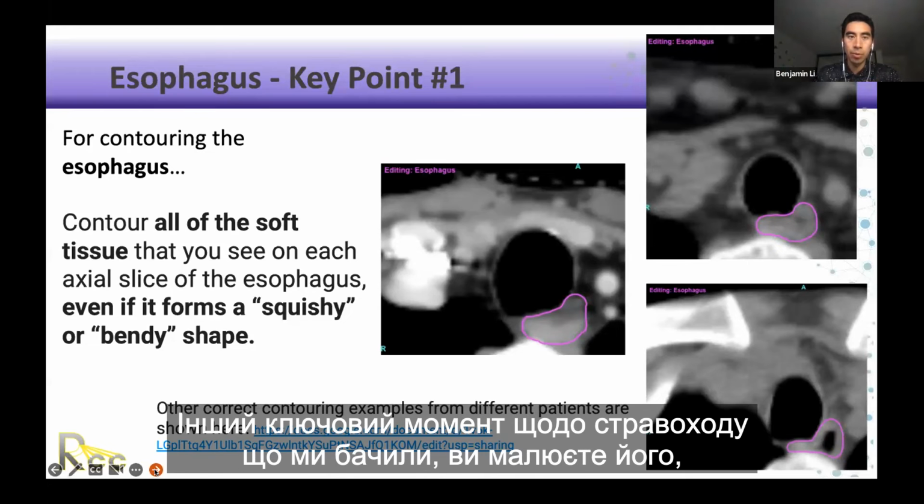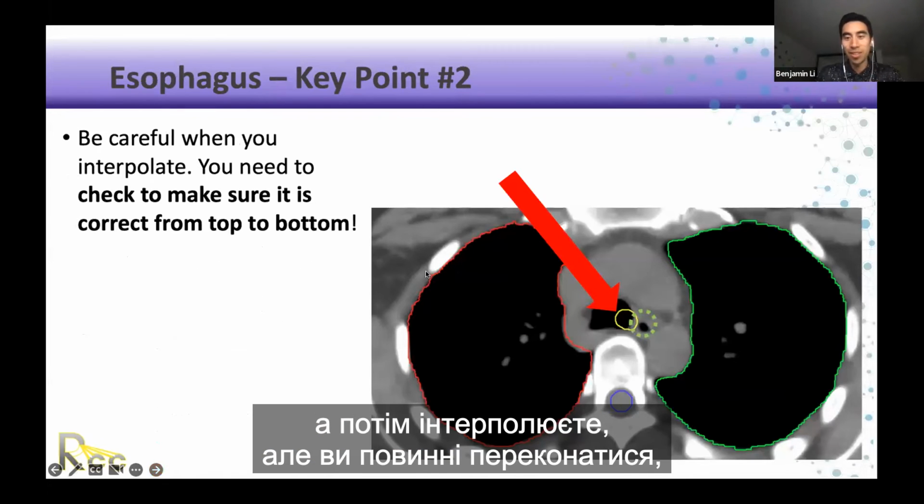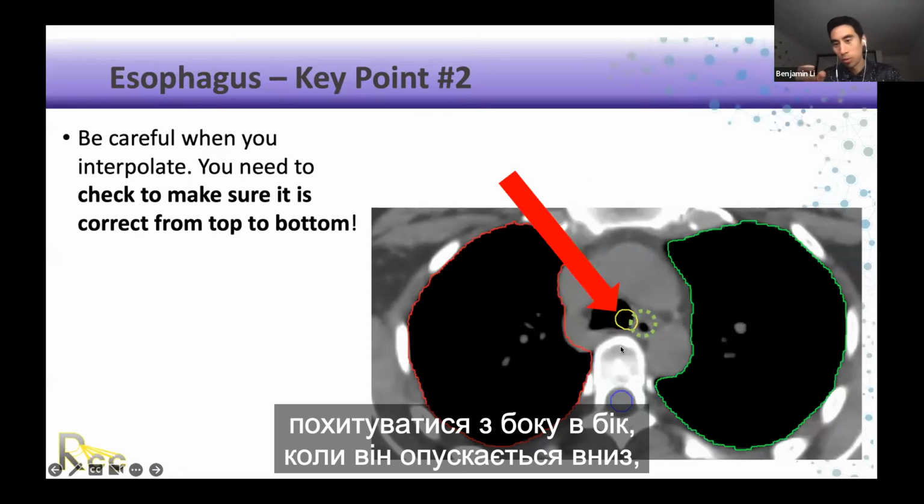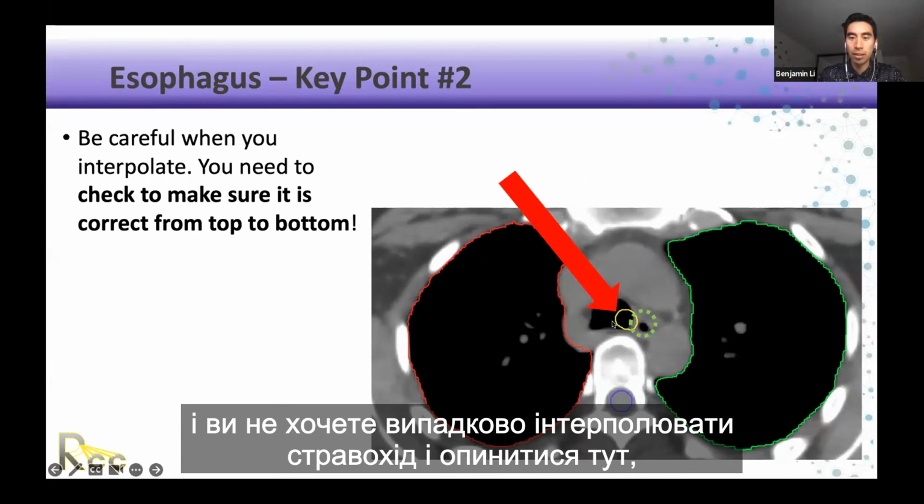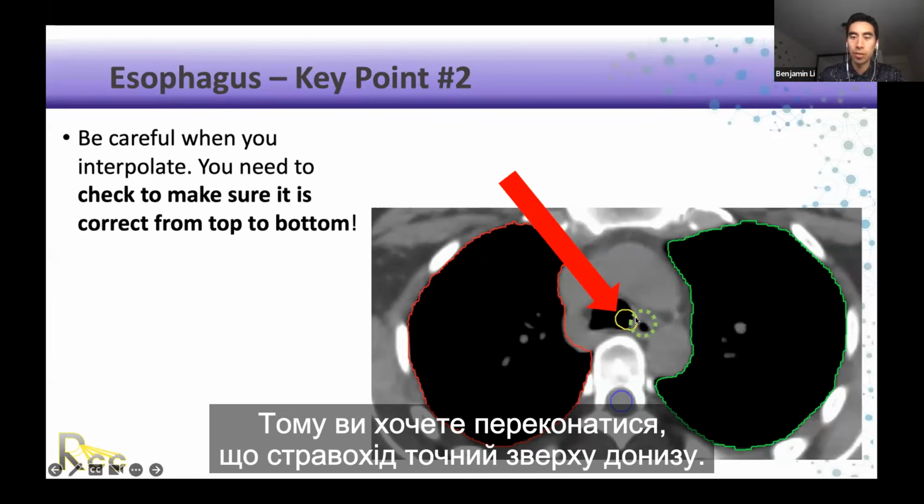The other key point about the esophagus is that we've seen this. You draw it and then you interpolate, but you have to make sure you scroll down because the esophagus can kind of wiggle from side to side as it's going down. And you don't want to accidentally have the esophagus interpolated in the middle of the trachea. So you want to make sure that the esophagus is accurate from top to bottom.